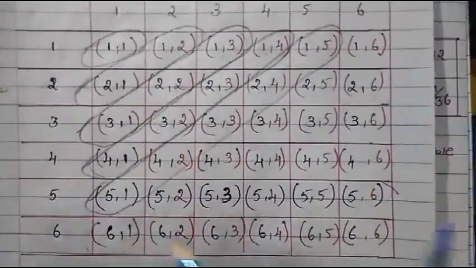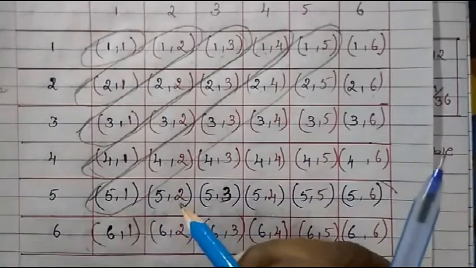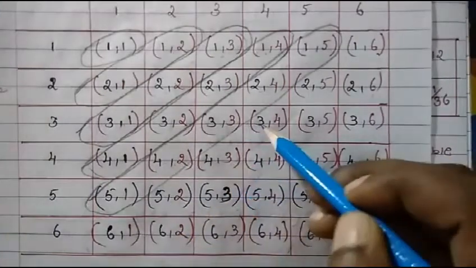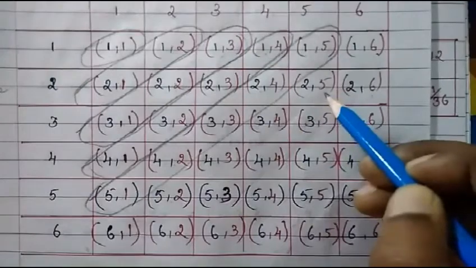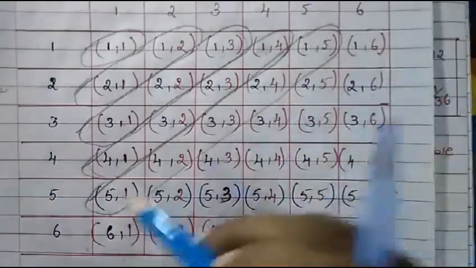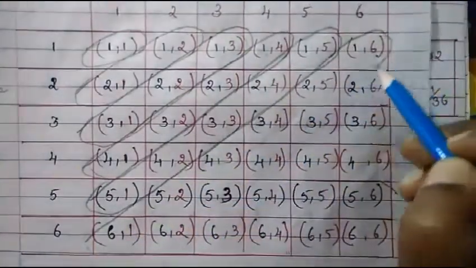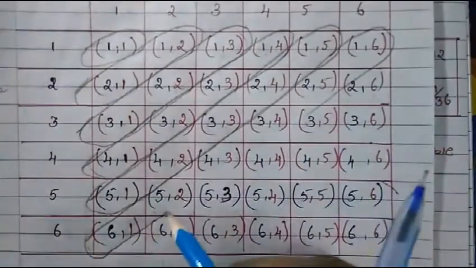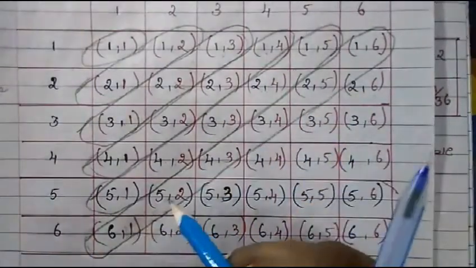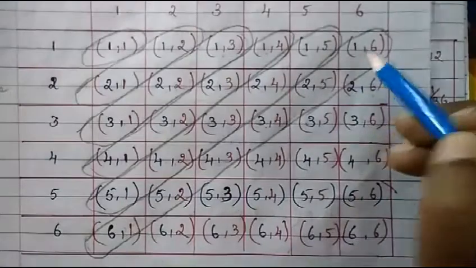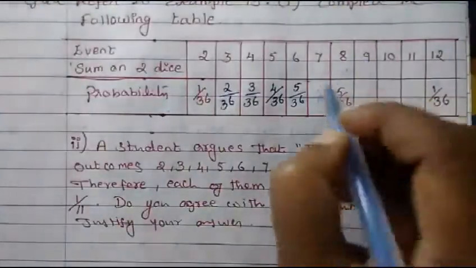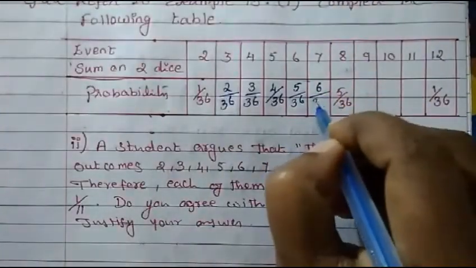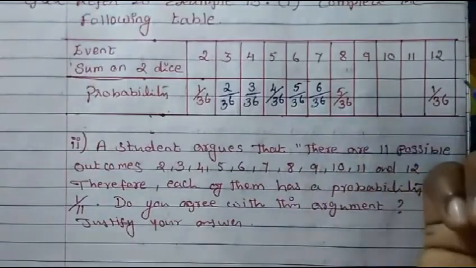Now for 7. For 7 you see 6 plus 1 is 7, 5 plus 2 is 7, 4 plus 3 is 7, 3 plus 4 is 7, 2 plus 5 is 7, 1 plus 6 is 7. So the whole thing, 1, 2, 3, 4, 5, 6 possible outcomes are there, and total possible outcome is 36.